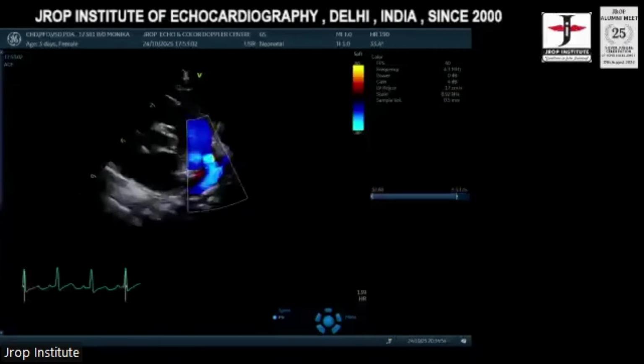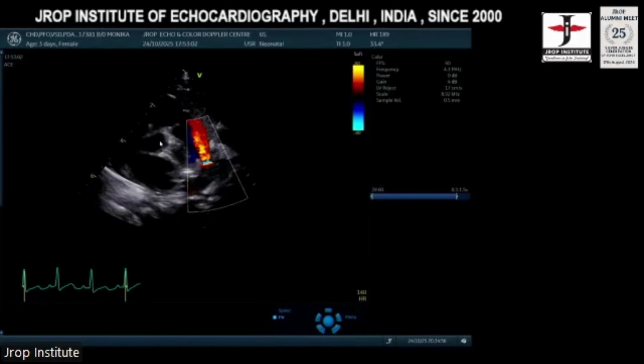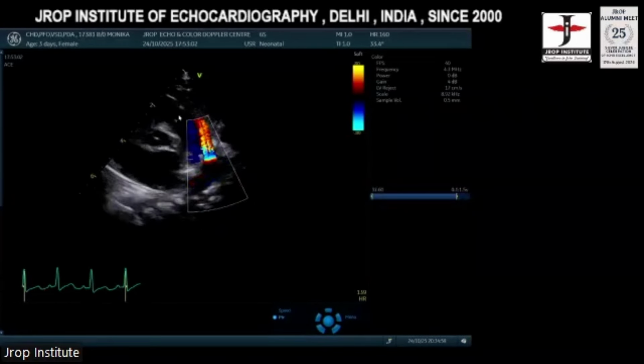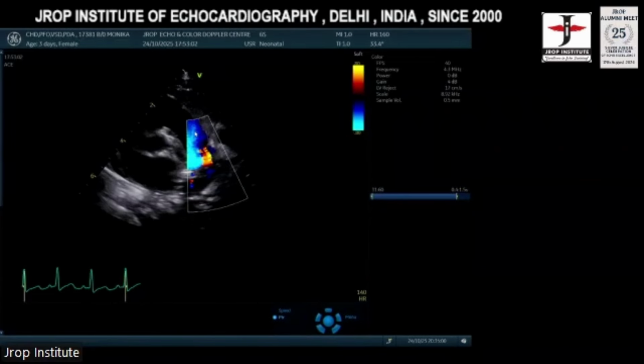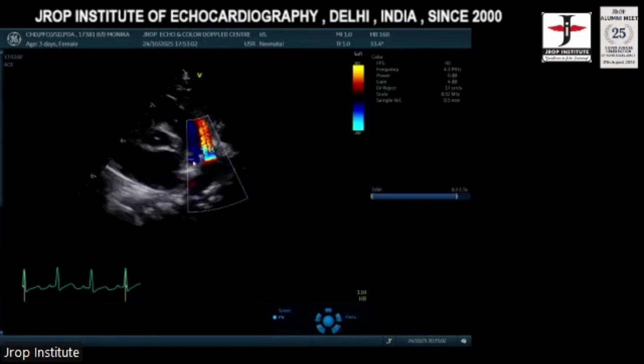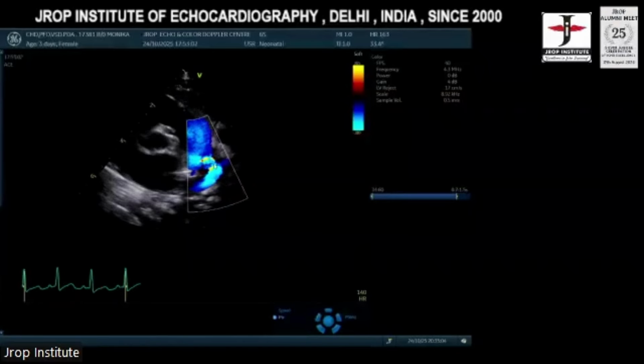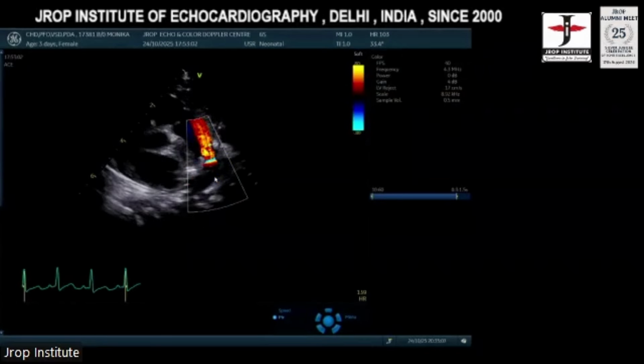Look, this is parasternal short axis view at aorta level. This is pulmonic valve, this is aorta. This is pulmonic artery. Pulmonic artery bifurcates into left and right. And this is descending aorta. Now you see a reverse flow from descending aorta to pulmonic artery. What is that? PDA. Perfect. It's a PDA.